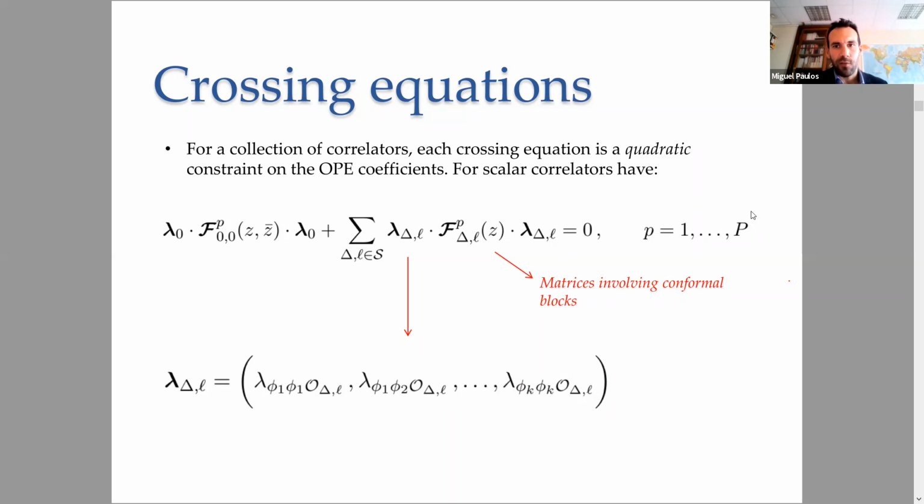So this is the general form when you have a collection of correlation functions. Here I considered external scalars, but you can imagine some more complicated generalizations when you have general spinning representations on the external legs. The point is that you always have quadratic equations on these OPE coefficients. This is really what's crucial.